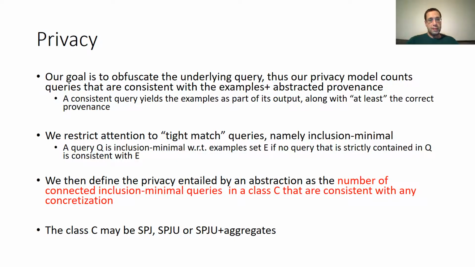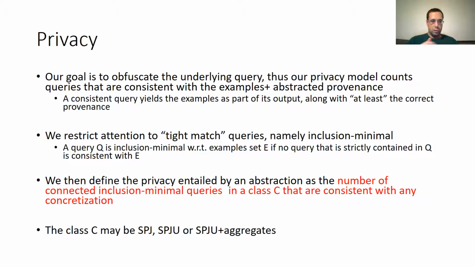There is a bit of a technicality, and we need to restrict attention to queries that are most interesting, namely that are connected. We don't want queries whose join graph is not connected, because these are not plausible queries, so it makes little sense to count them towards a breach of privacy. And also, we want to gain some kind of diversity in the queries that we are counting, so we restrict attention to tight match queries, namely those that are inclusion minimal. And we say that the query is inclusion minimal if no query that is strictly contained in it is consistent with the set of examples.